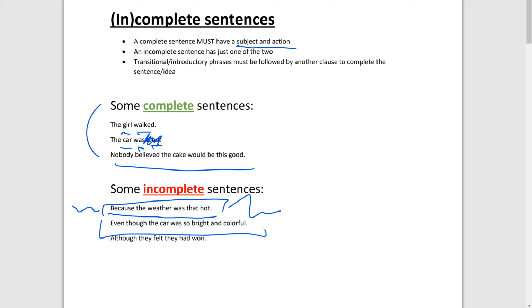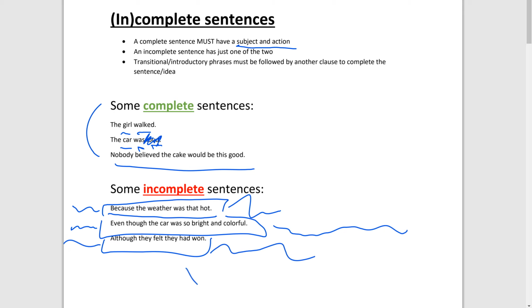Same thing with this. Even though the car was so bright and colorful, do you see how that's kind of incomplete? You need to say, even though the car was so bright and colorful, it wasn't enjoyable to ride. Or if you have something before it, you could say, I didn't like riding in the car, even though the car was so bright and colorful. Same thing with the last one. Although they felt they had won, everyone on the team was so demoralized. That's something you could put after. Same thing goes with something before.